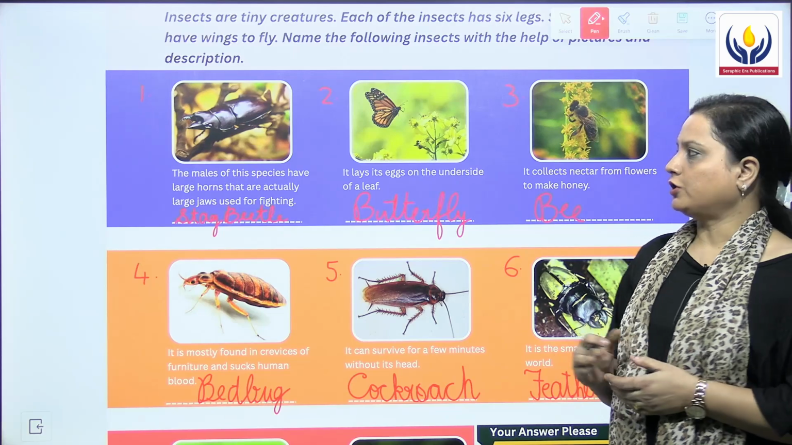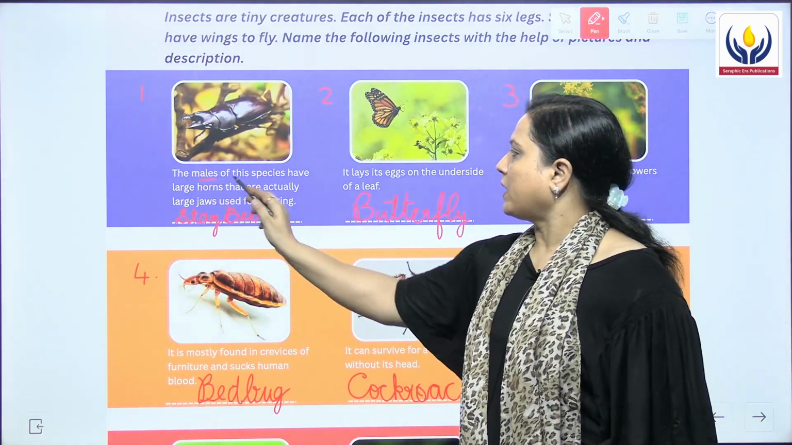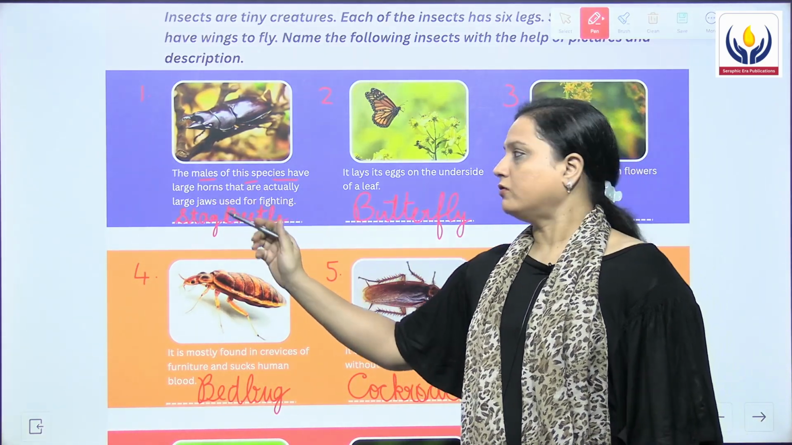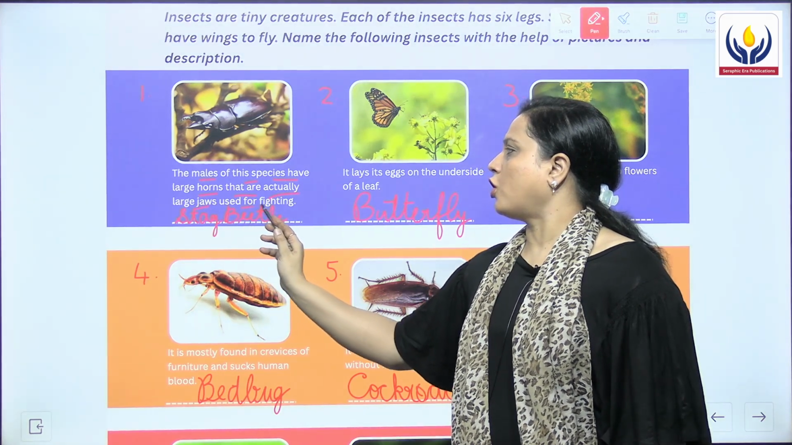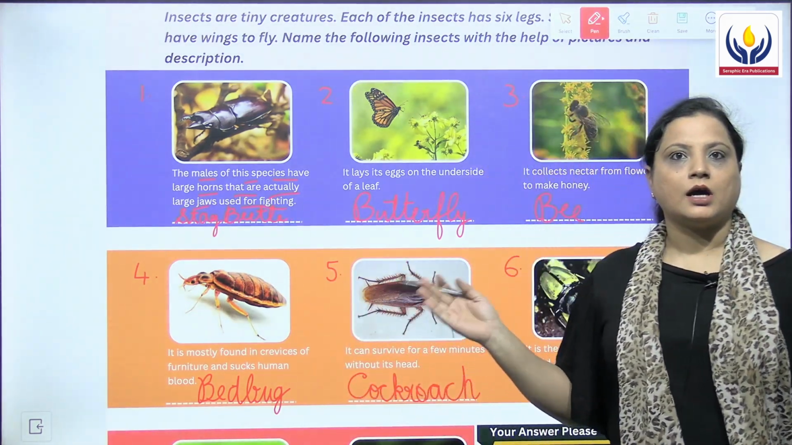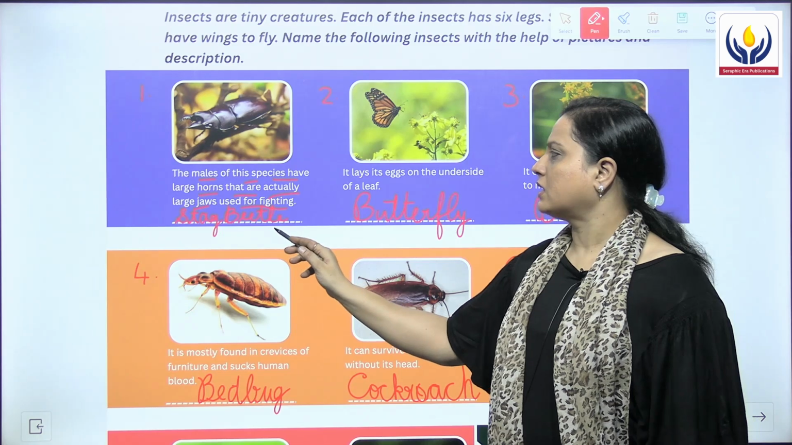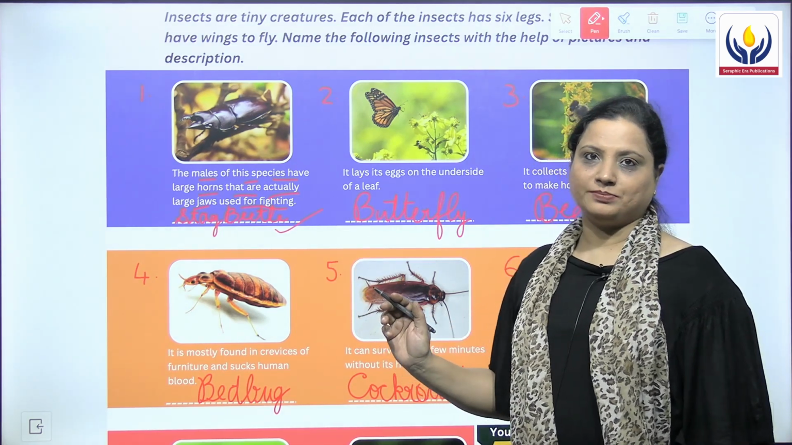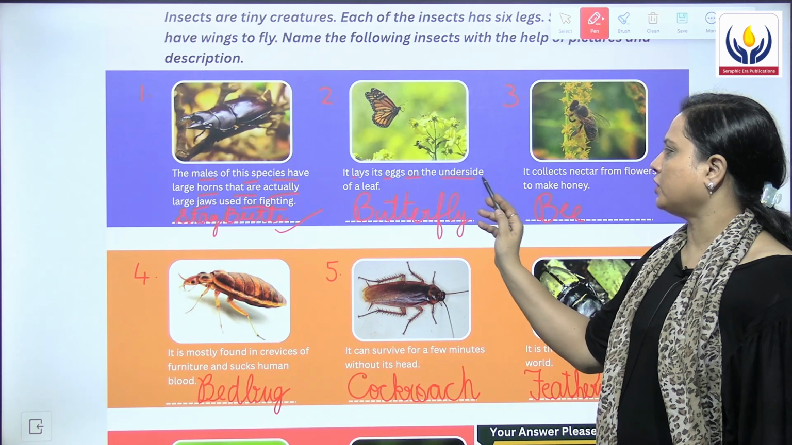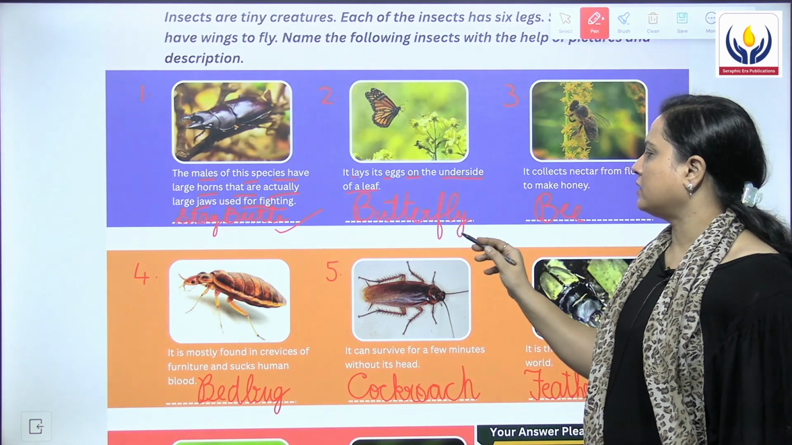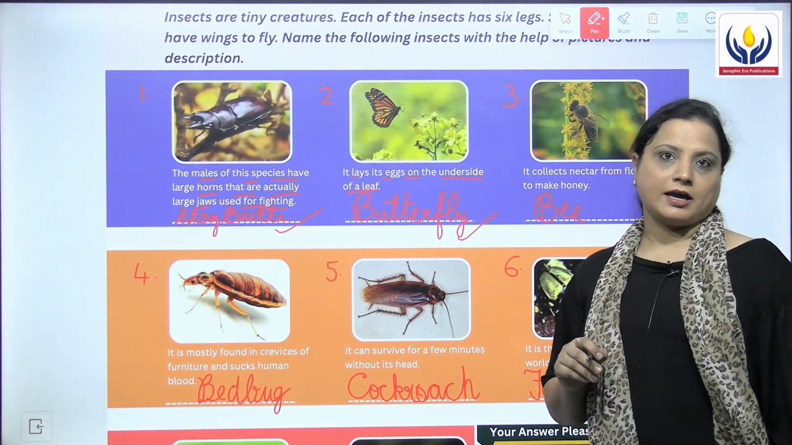The first picture says the males of the species have large horns that are actually large jaws used for fighting, and the answer for this question is stag beetle. Then the next is it lays its eggs on the underside of a leaf, and the answer is butterfly.